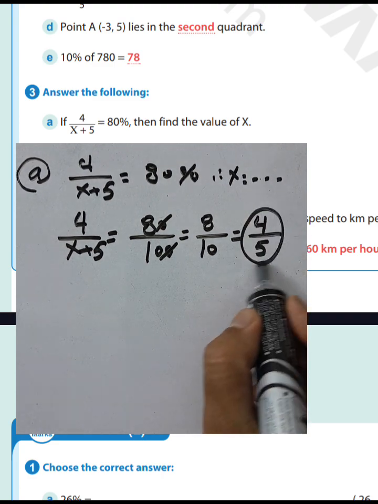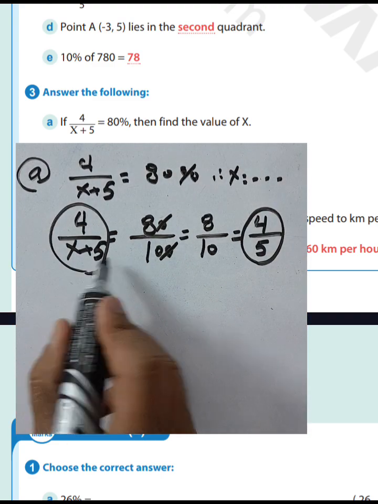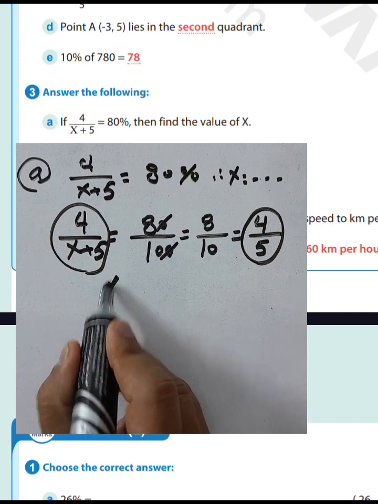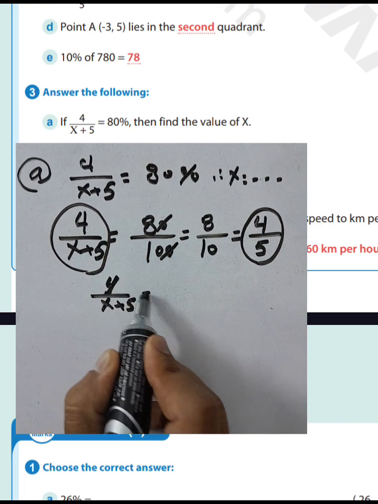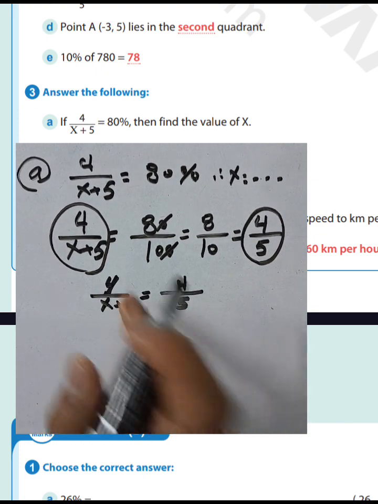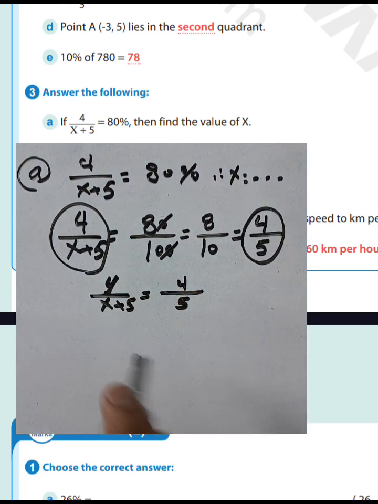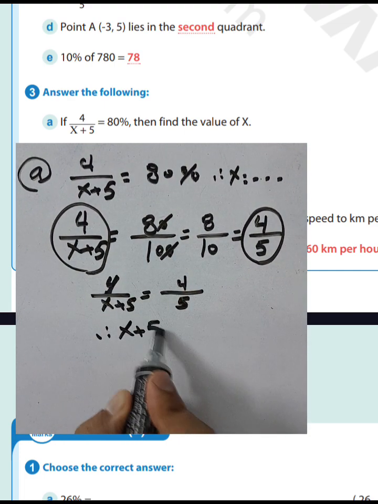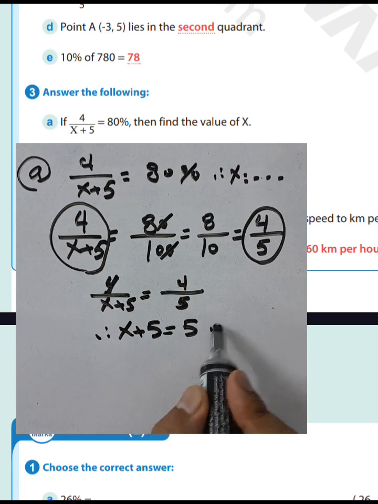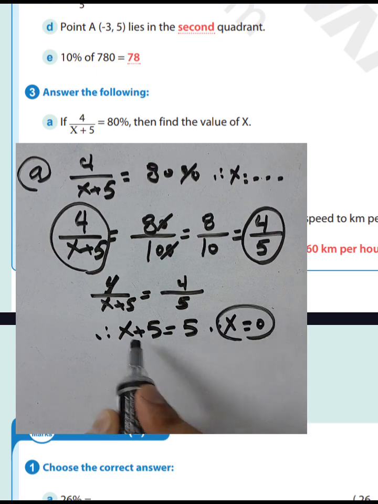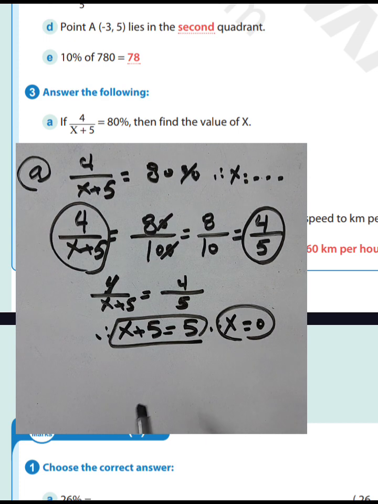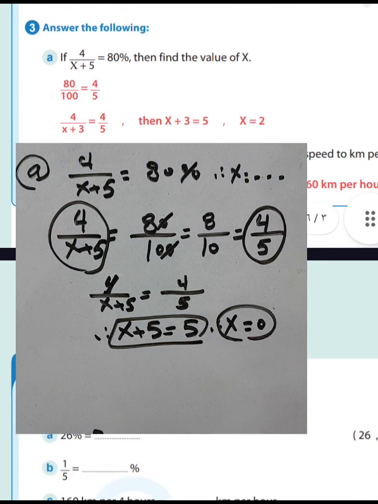Then 4/5 equals 4/(x+5). Okay, we have 4/(x+5) equals 4/5. Numerator equals numerator, then denominator equals denominator. Then x plus 5 here will be equal to 5. Then the value of x equals 0, because 0 plus 5 equals 5. The value of x here, it will be what?